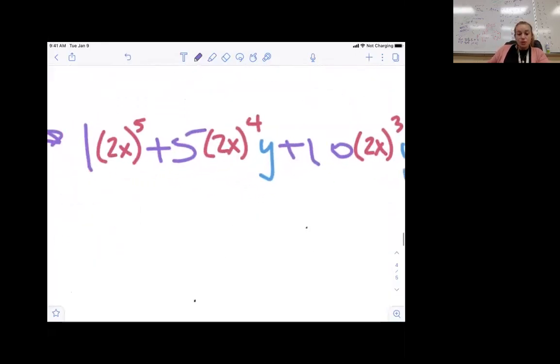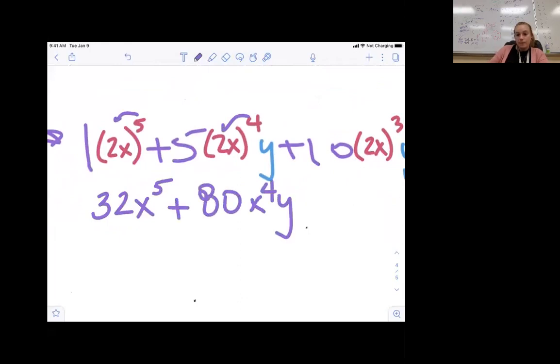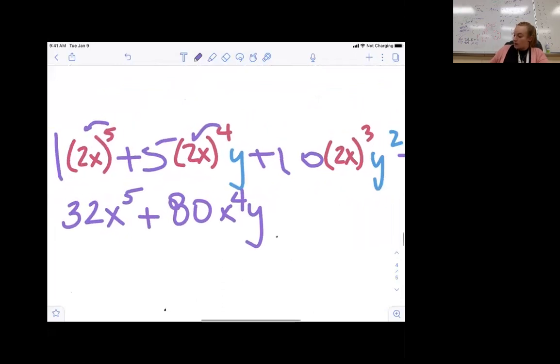So 1 times 2 times x to the 5th. So 2 to the 5th is going to be 32. X to the 5th is x to the 5th. The next one, I've got 5 times 2x to the 4th times y. So 2 to the 4th is 16. 16 times 5 is going to be 80. X to the 4th, y. Then I've got 2x to the 3rd. So I'm going to do 2 to the 3rd. That's 8. 8 times 10 is also 80. X to the 3rd, y squared.